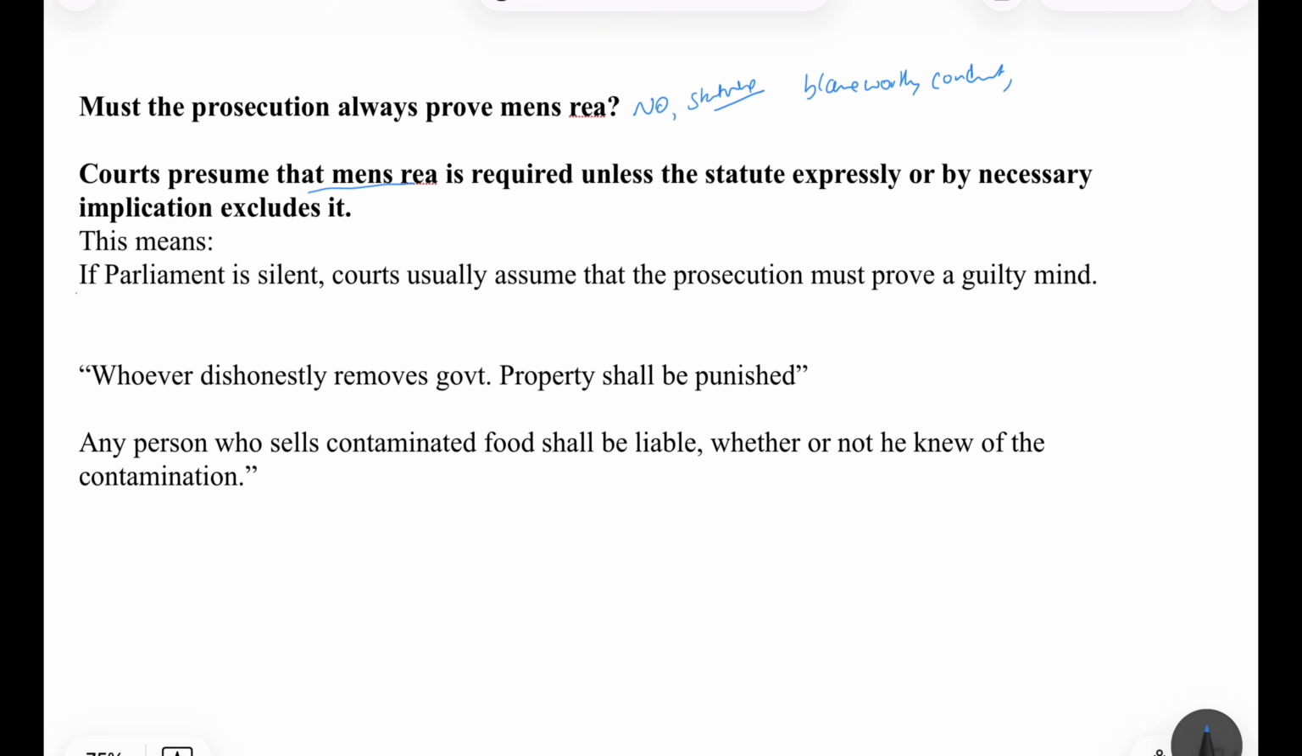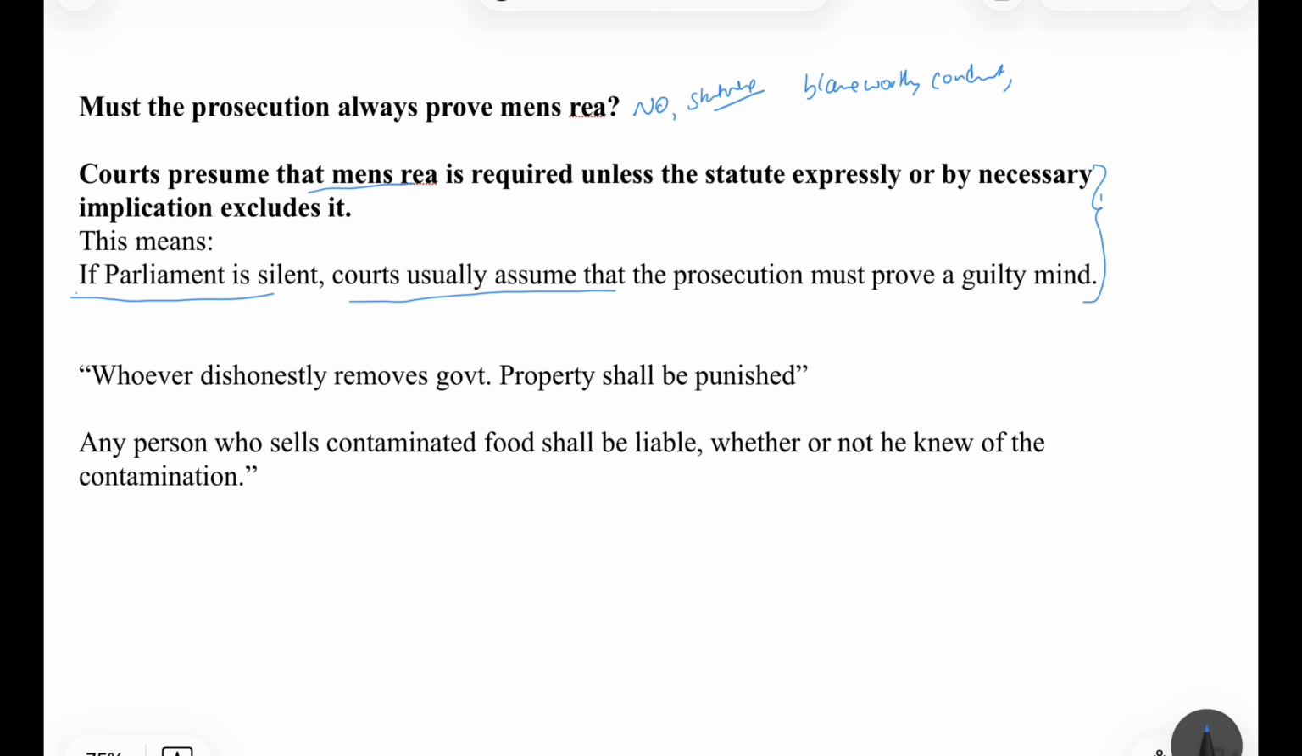Now here there are two lines. Courts presume that mens rea is required unless the statute expressly or by necessary implication excludes it. This means that if Parliament is silent, courts usually assume that the prosecution must prove a guilty mind. Okay. This I will be explaining with an example.